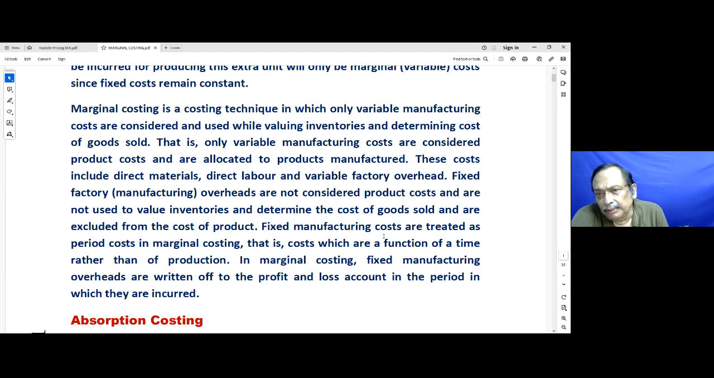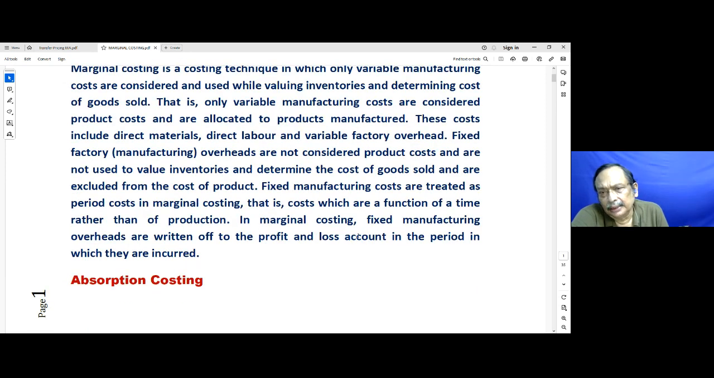That is, only variable manufacturing costs are considered product costs and are allocated to products manufactured. These costs include direct materials, direct labor, and variable factory overhead. Fixed factory or manufacturing overheads are not considered product costs and are not used to value inventories and determine the cost of goods sold, and are excluded from the cost of product. Fixed manufacturing costs, as I have said, are treated as period cost. It is fixed for a particular period. But remember, there is no fixed cost in the long run. All costs tend to vary in the long run.